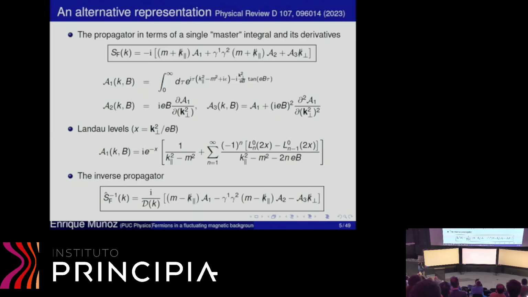So this is the lowest Landau level contribution plus all the other higher order Landau levels. And the other coefficients, as you may see, A2 and A3, that determine the rest of the tensor structure of the propagator, are determined in terms of derivatives of A1 with respect to the k-perp component of the momentum. So everything gets parameterized in terms of this A1 function in this nice closed expression for the inverse propagator.